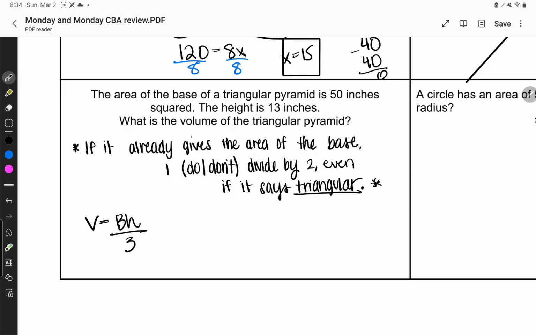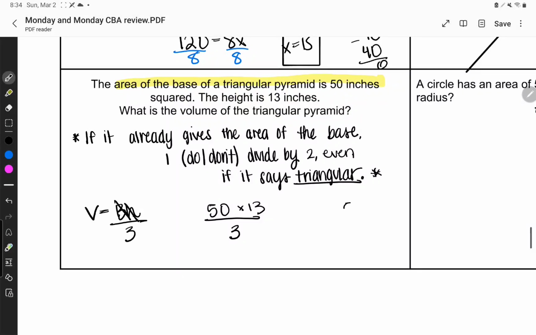The formula for a pyramid is volume equals area of the base times height divided by 3. So all we have to do is it tells us right here what the area of the base is. It says the area of the base is 50. Okay, so that checks that off. And then it says the height is 13, so then I multiply that by 13, and that checks that off, and then I just divide it by 3. All right, so we would start by doing 50 times 13, which is what?